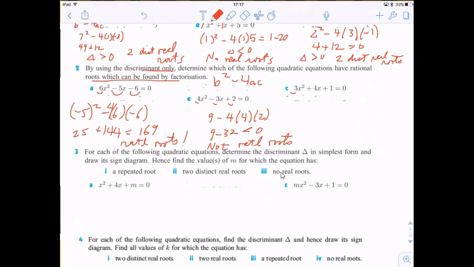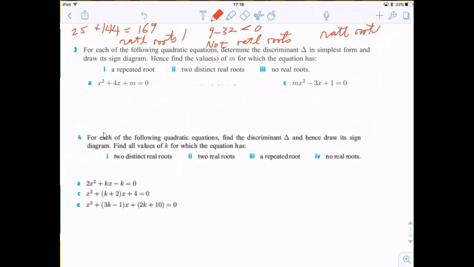Last one, a, b, c. So here we're going to have b squared minus 4 times a times c. It's going to be 16 minus 12, which is equal to 4. Square root of 4 is 2, right? So yes, there are rational roots here.